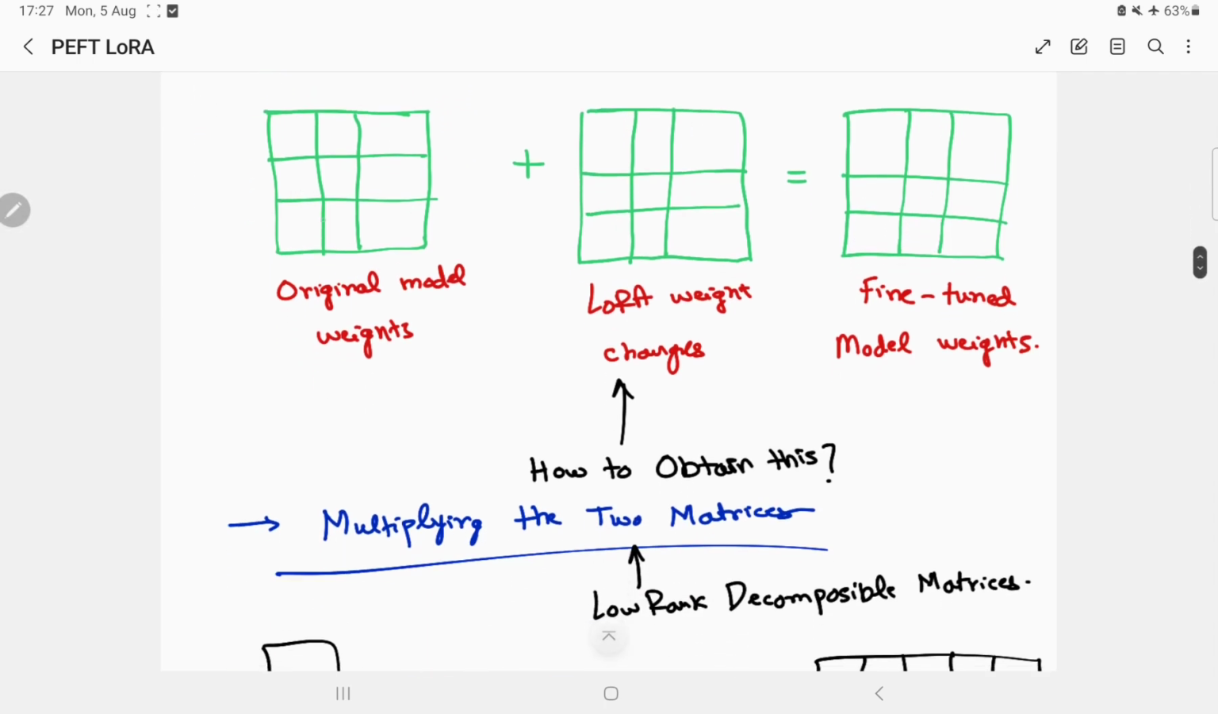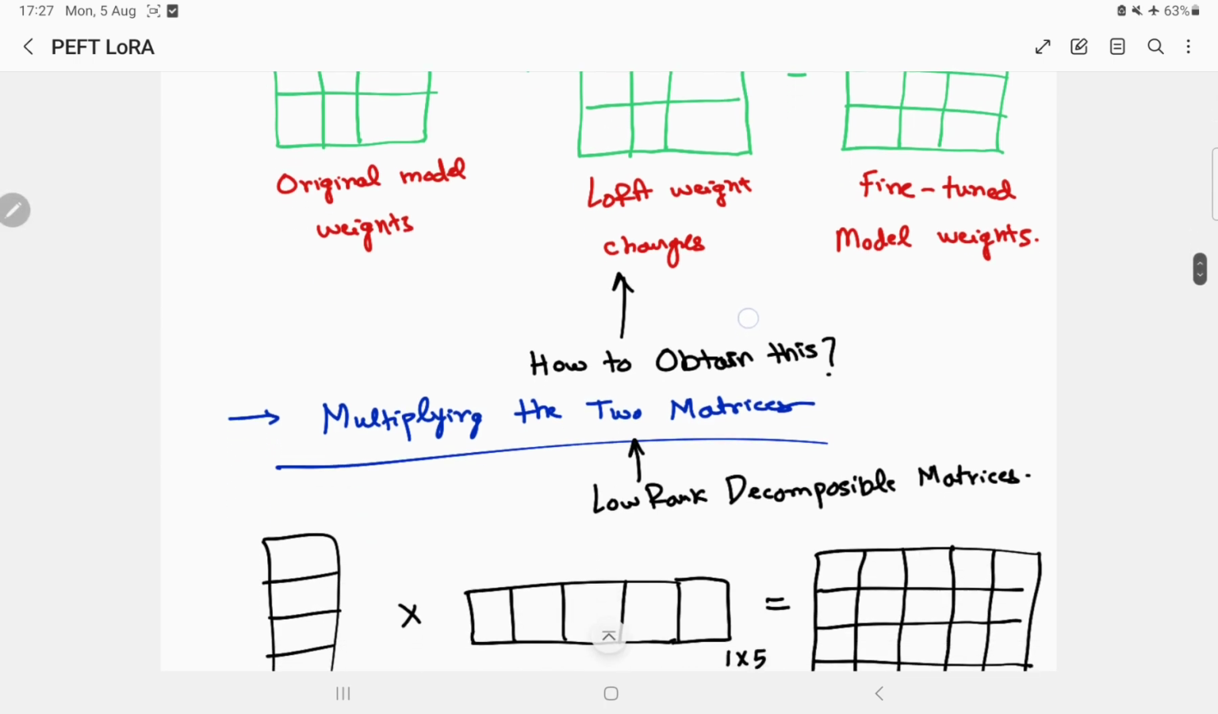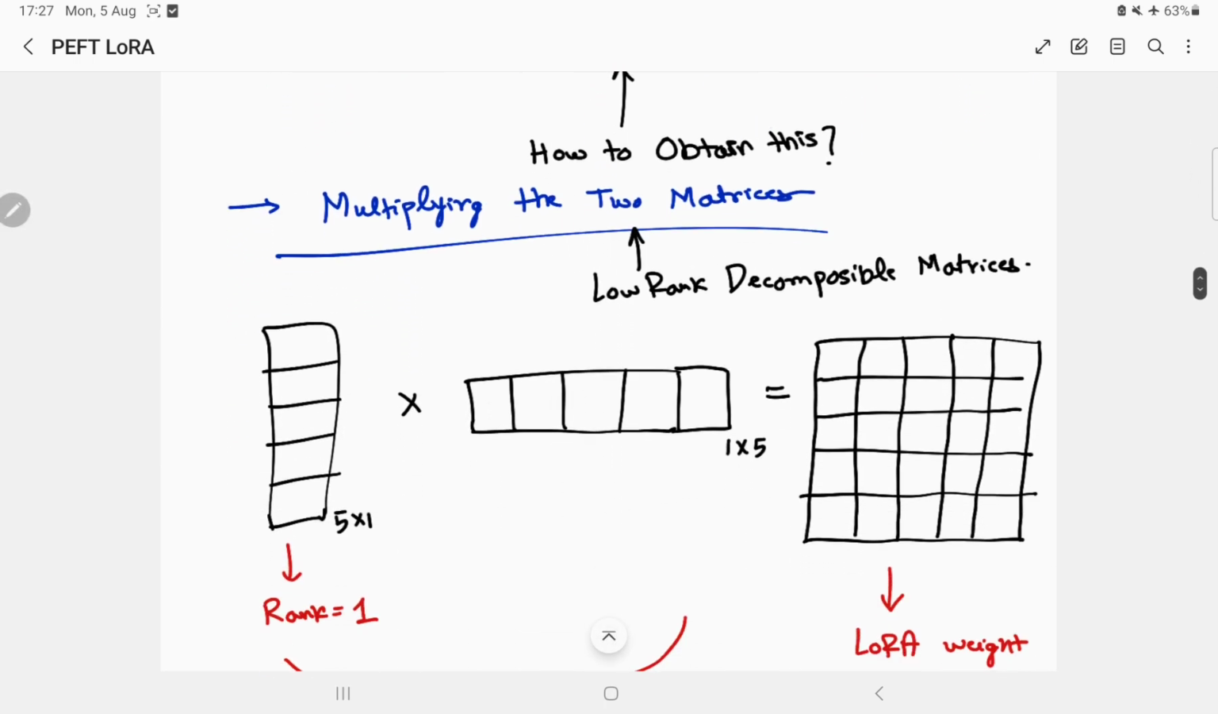So instead of updating the numbers in this particular matrix, I add another matrix to this original model weights and try to end up with a fine-tuned model weights. Now the question is, how do you obtain this LoRA weight change matrix, or how do you basically track your changes and add it to the original model weights? So that's where the low rank part comes in.